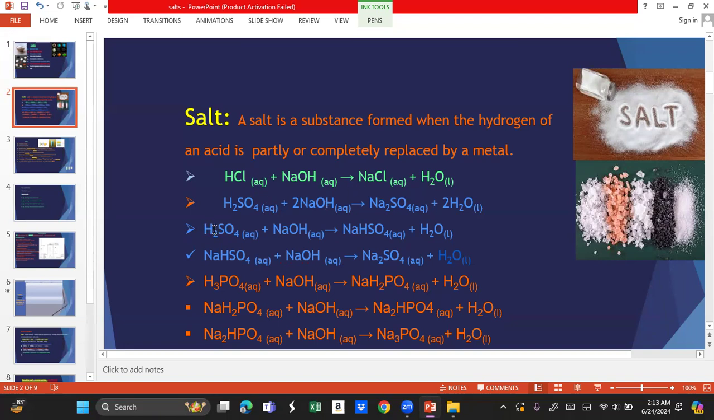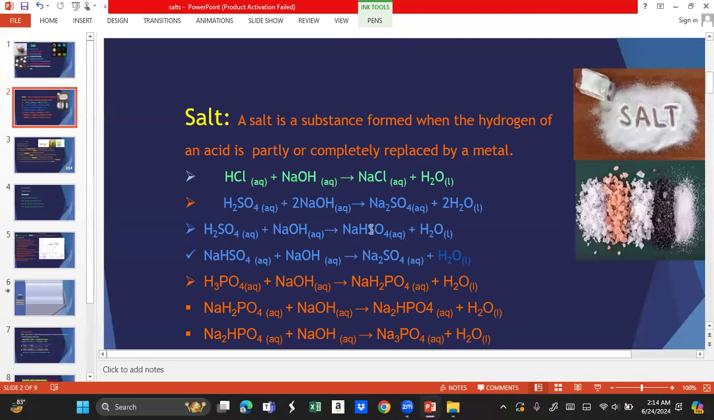While in the next, when sulfuric acid reacts with sodium hydroxide, in this case, you will see this salt, which is sodium hydrogen sulfate, it has still one hydrogen ion. The hydrogen ions of sulfuric acid, which has two in it, are not completely replaced here. They're partly replaced. This salt can be called an acidic salt because it has still one hydrogen ion in it. You know, acidity is due to hydrogen ion. When hydrogen ion is present in a salt, we will call it an acidic salt.